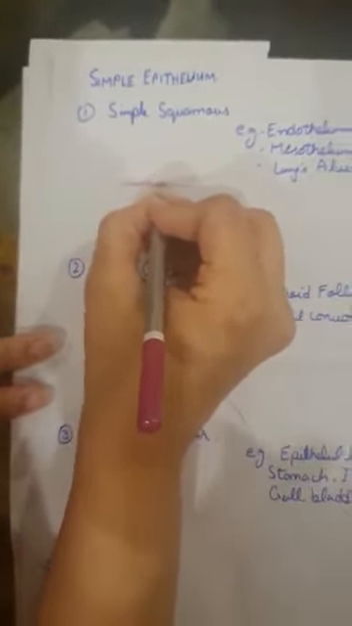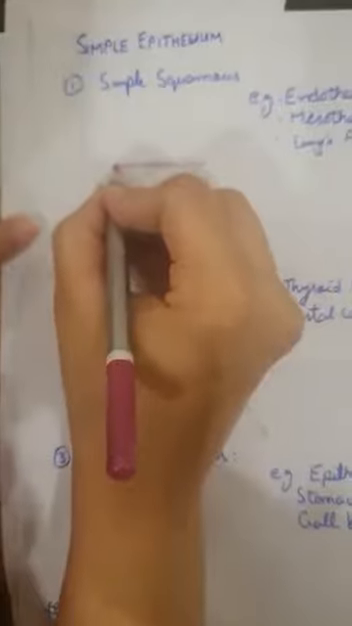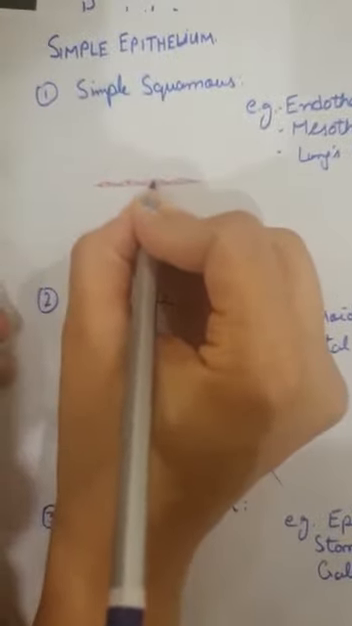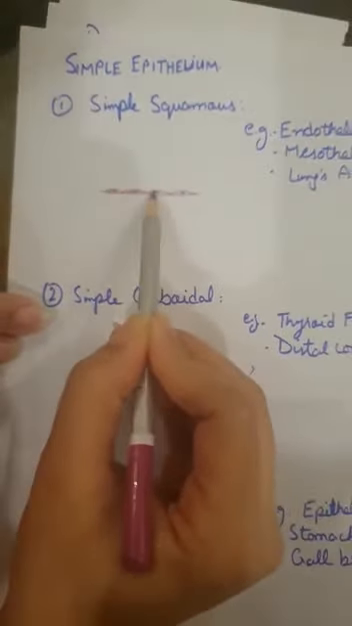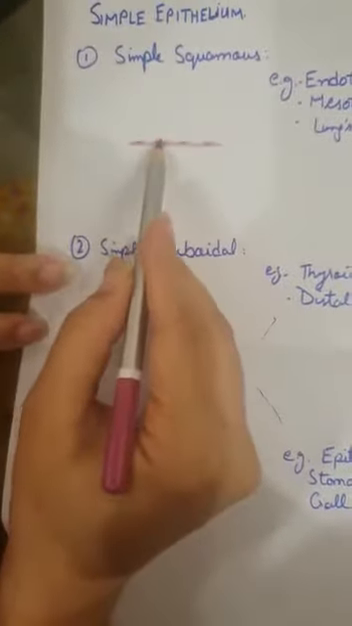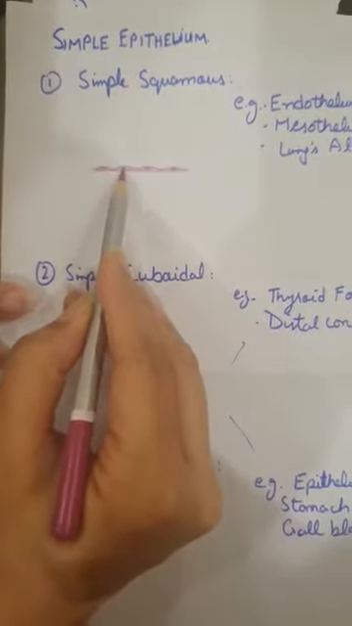Here you can see I am making the flattened cells. These flattened cells lying on the basement membrane have a central bulge. In this bulge there lie the flattened nuclei. Here you can see the flattened nuclei. In these flattened cells I am drawing the cytoplasm. Now it makes the simple squamous epithelium: flattened cells lying on the basement membrane with a bulge, and in the bulge there lies a flattened nucleus.